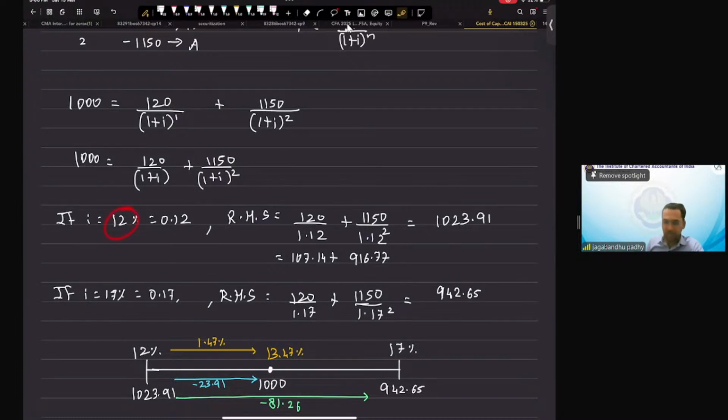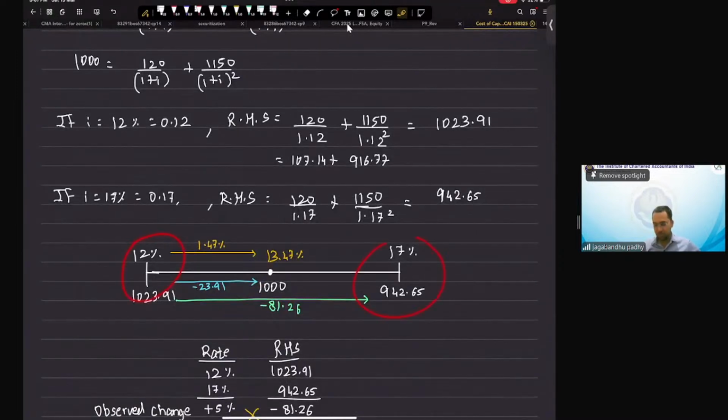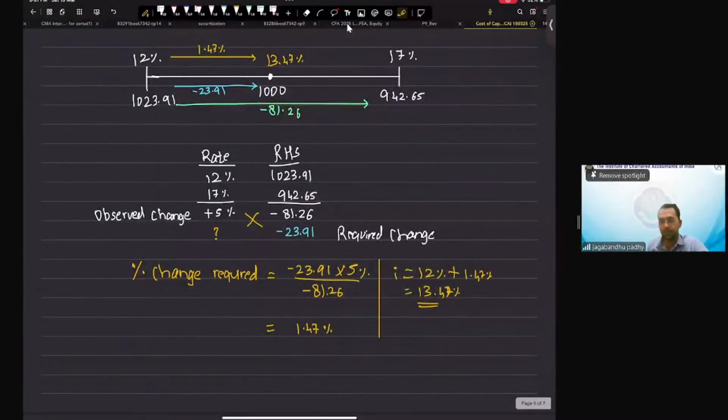You take some random percentage. Looking at these numbers, you can just take an estimate. It's like investing 1,000 is giving me 120 the first year and then an additional 150 in the second year. You can just say, let's try it out at 12%. At 12%, you get a higher number. Then you take a percentage which is 5% above your estimated number. That gives you 942, and you just need to interpolate between these two.